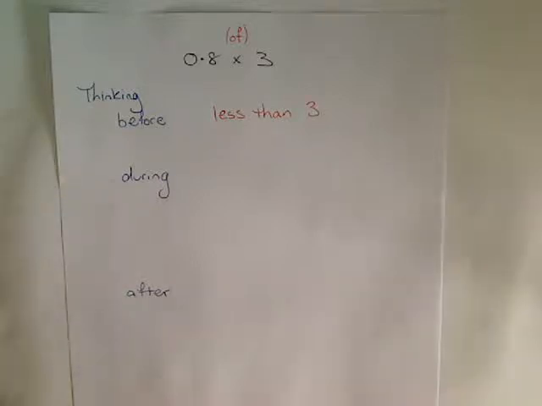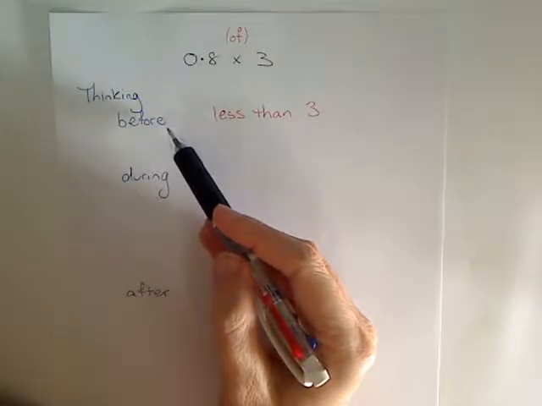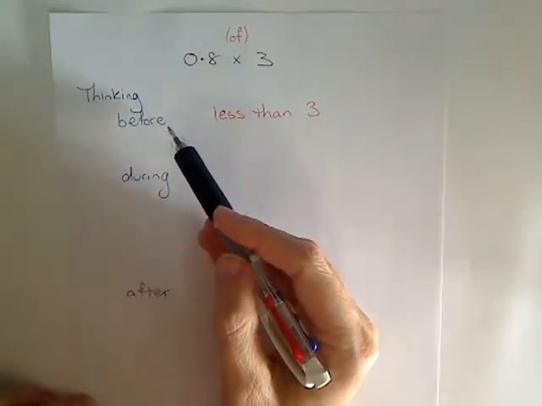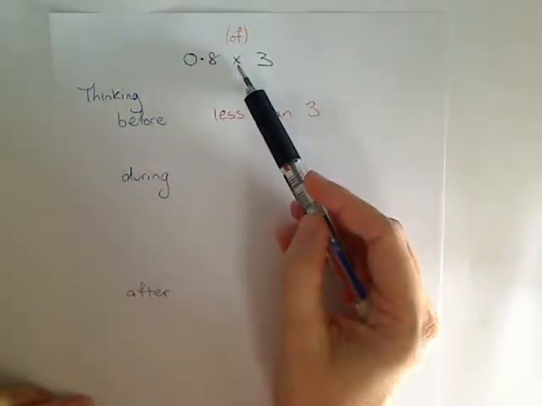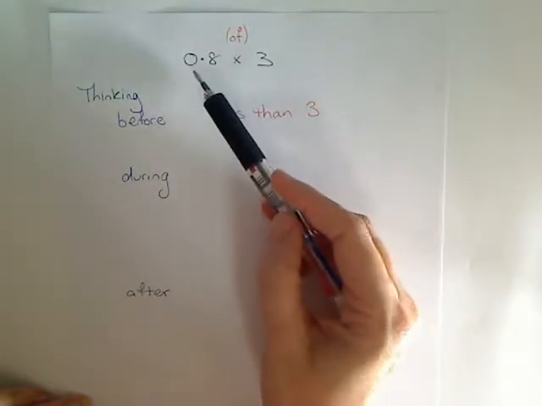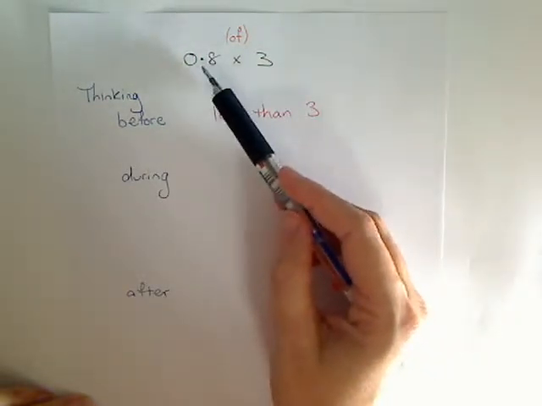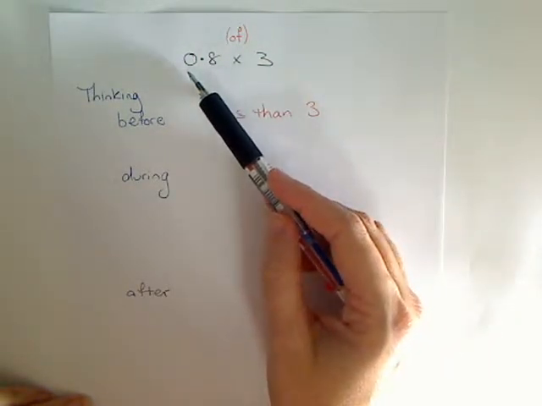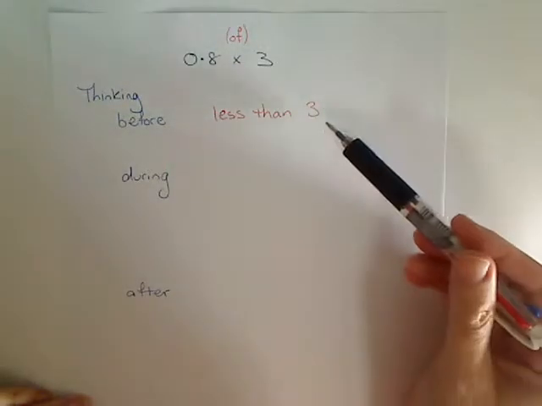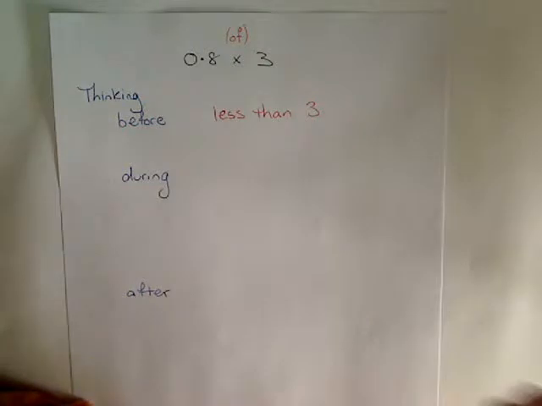Here's our second example. First of all, we estimate, think about what our answer should be before we begin calculating. Again, the multiplication sign tells us the word of might be helpful here. I'm looking for a fraction of 3, and that fraction is less than a whole. So less than a whole group of 3, my answer is going to be less than 3. Now I move into my algorithm.